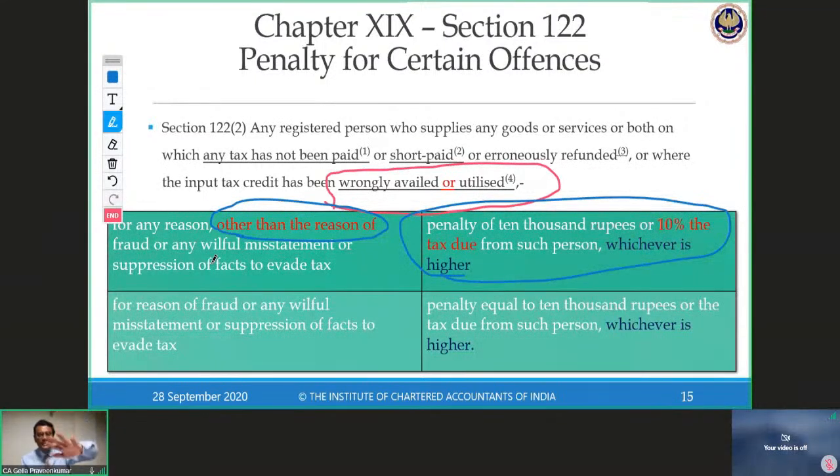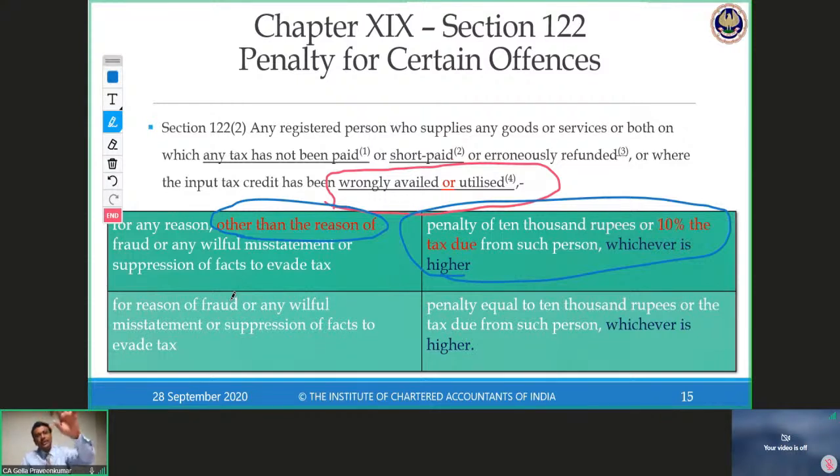I draw your attention here to section 73. In the last session, what our other faculty explained, please go back to section 73, subsection 5. Please write down in your working note: 73, subsection 5, where I have established that there is no intention to evade payment of tax, then my penalty gets limited to 10% of the tax due. It cannot be higher than that amount. So wherever there is no intention of fraud, my penalty is 10,000 or 10% of the tax due, whichever is higher.